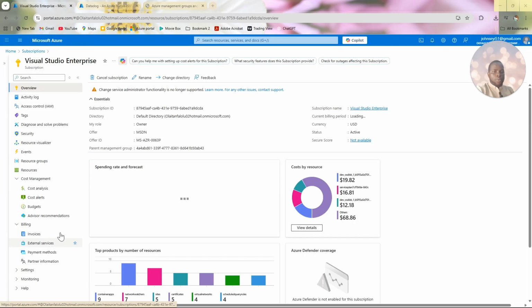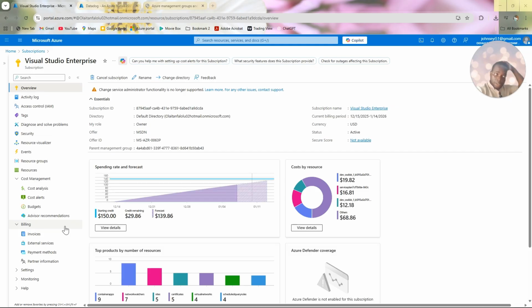Okay, so we want to talk about cost management, budgets, and alerts. So I will just give an overview of it. Under your management, you have something called cost analysis. I hope we talked about it when we were explaining management group subscriptions, and we said that the cost implications and payment methods are done under the subscription on a subscription basis. Good. So this is our subscription here. We have cost analysis.